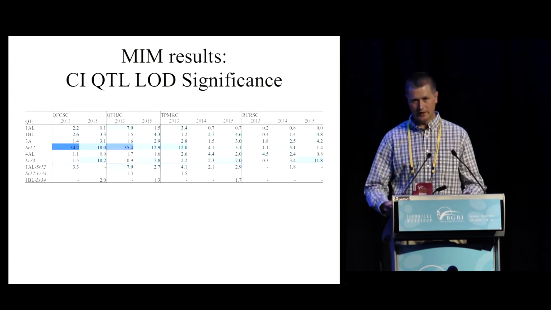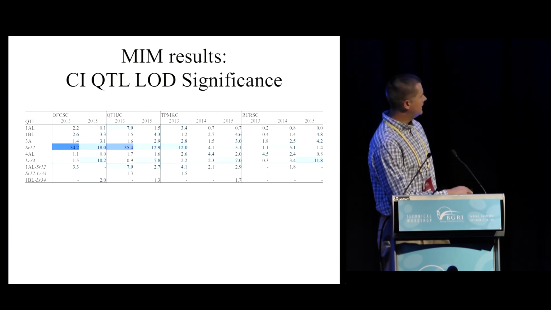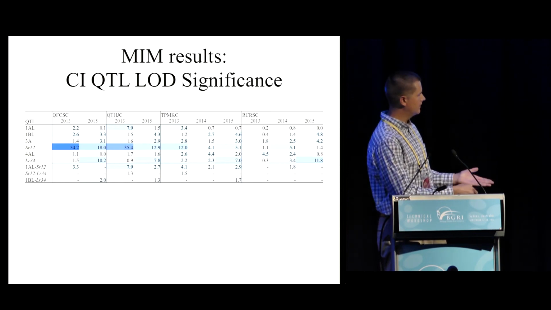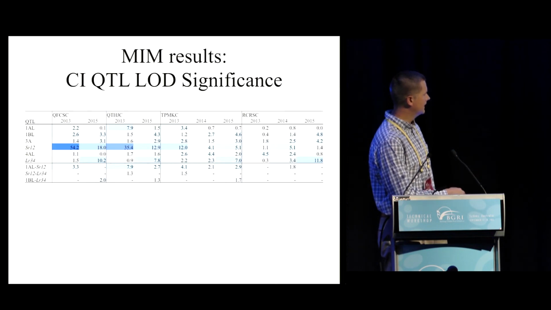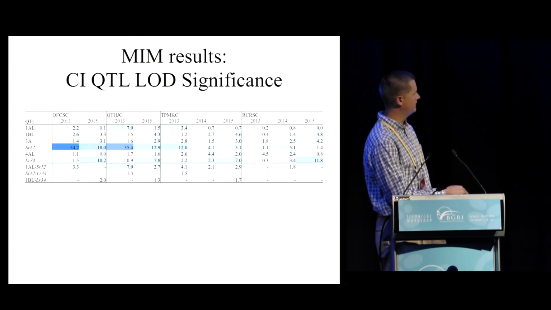For the other races, those are displayed to the right. You can see that even for QTHJ, which is technically virulent to SR12, a QTL linked to SR12 had a very high LOD. And then you also see this pattern where LR34 is more effective in 2015.